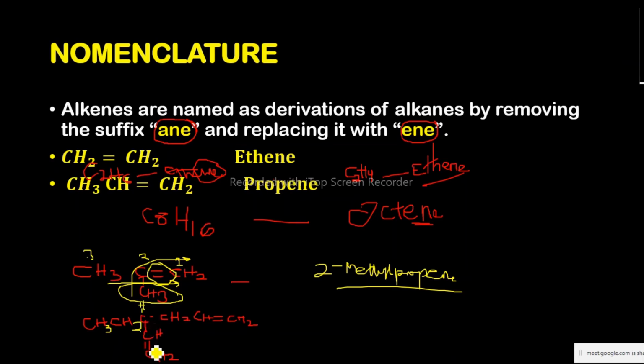So now when you are naming this, for instance, this is 1, 2, 3, 4, 5, 6. The concept is you consider the longest chain. And the longest chain here, 1, 2, 3, 4, 5, 6. So now we have 2 longest chains.